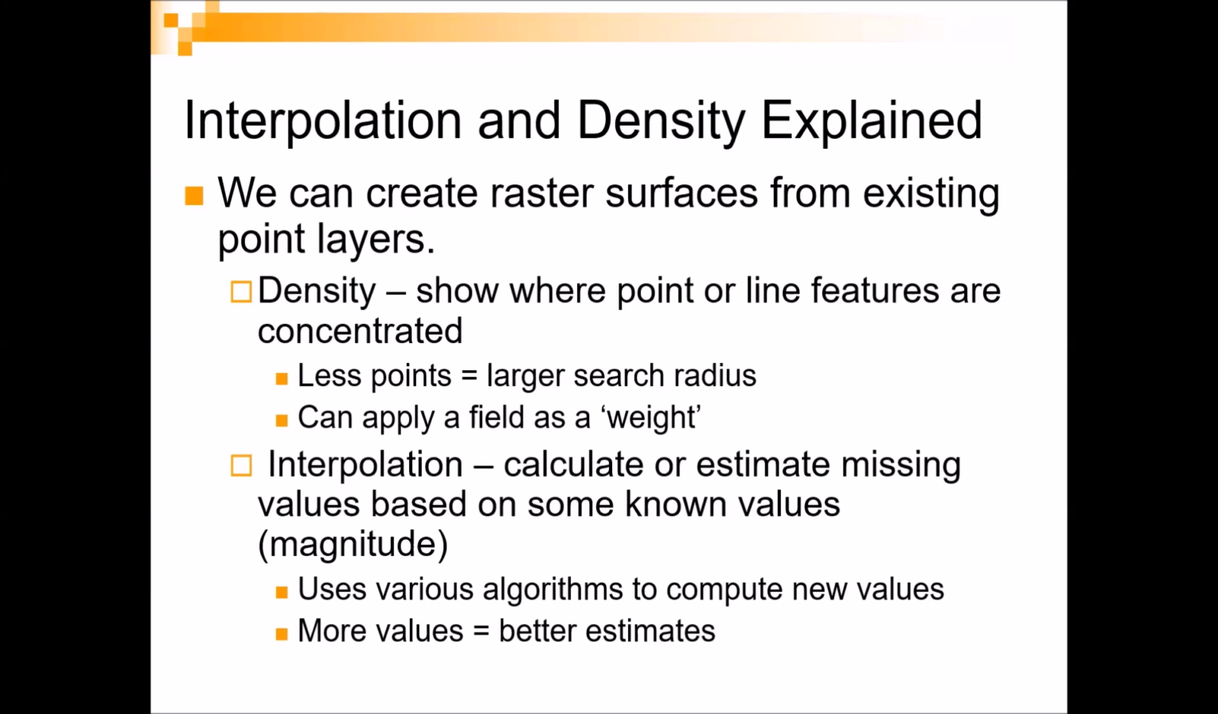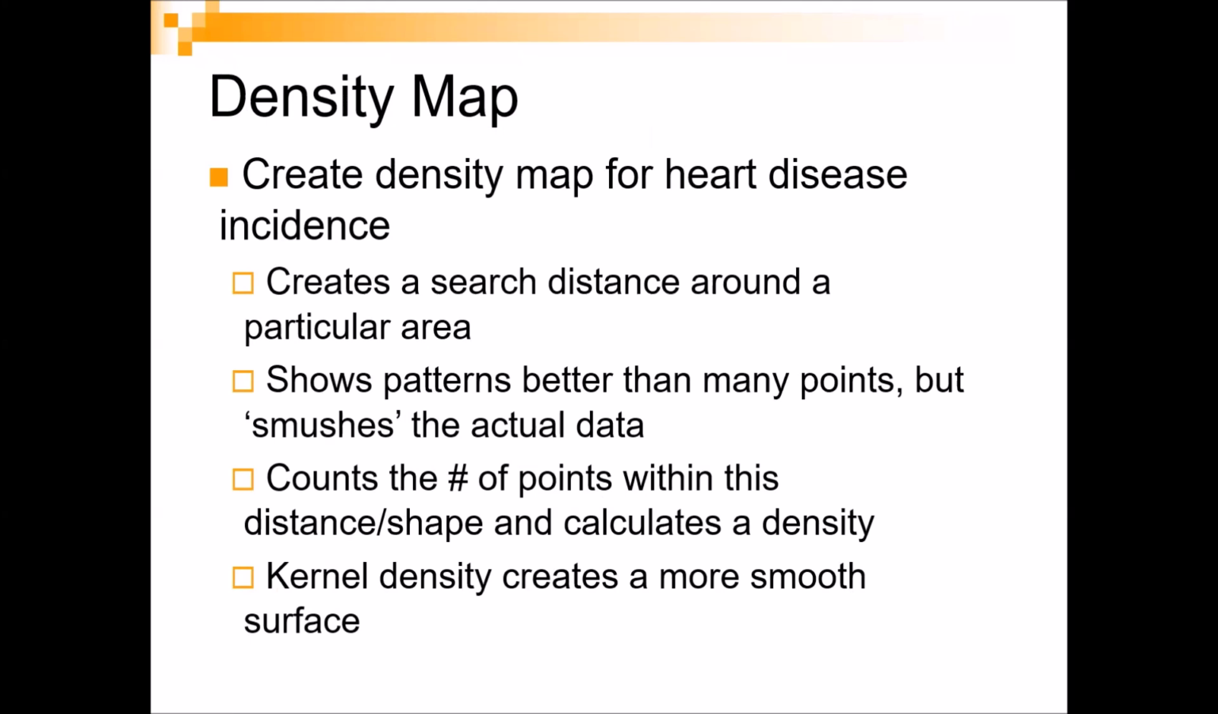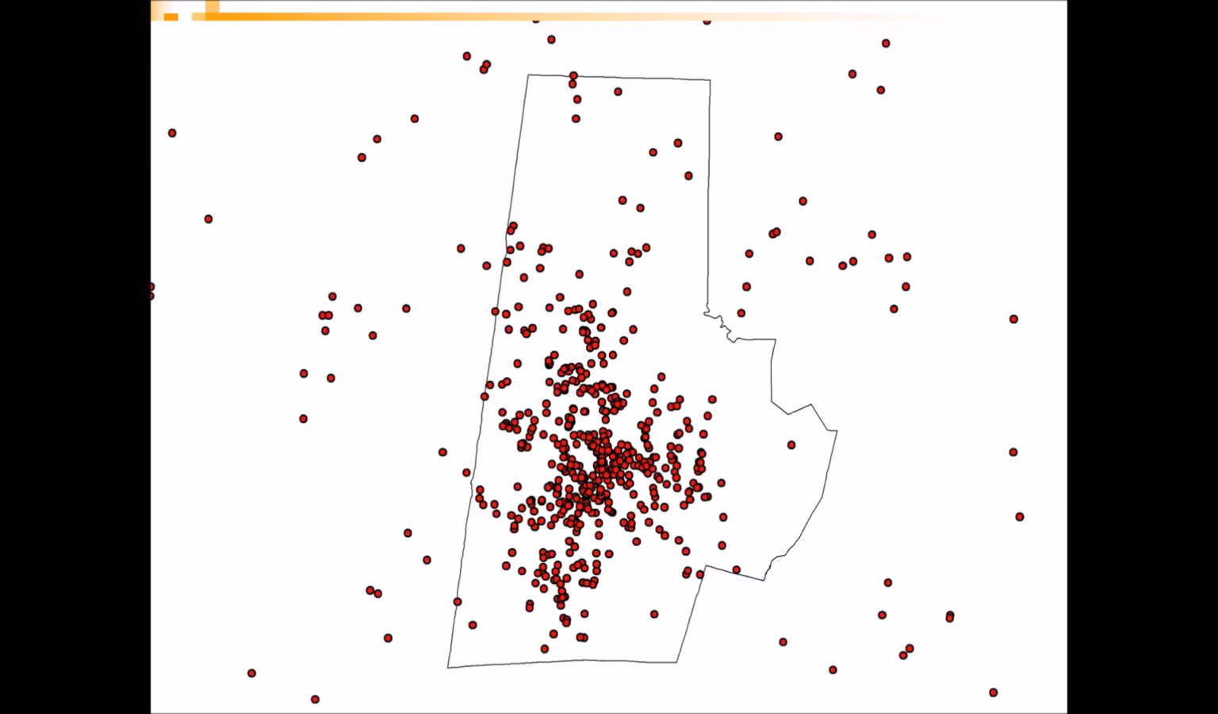So essentially, when I created the bear surface, it was just look for all the bear sightings within a mile, and we create a surface. So with a density map, we create a density map for heart disease incidence. This might have been something we did way back in the day. Well, I'll show a couple maps. We create a search radius around a particular area to look for patterns. Basically, we count the number of points within the distance and calculate a density. To me, the density doesn't really matter because it could be per square miles, per square kilometers, or whatever. And so we can set some parameters right here.